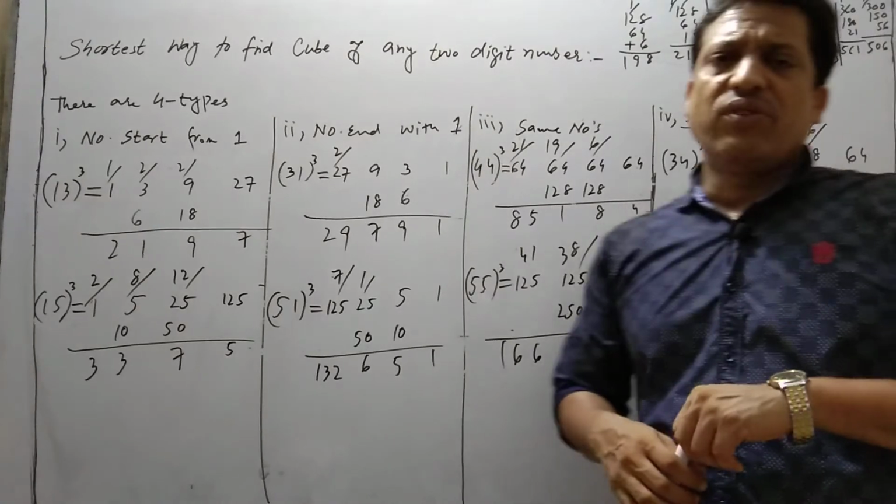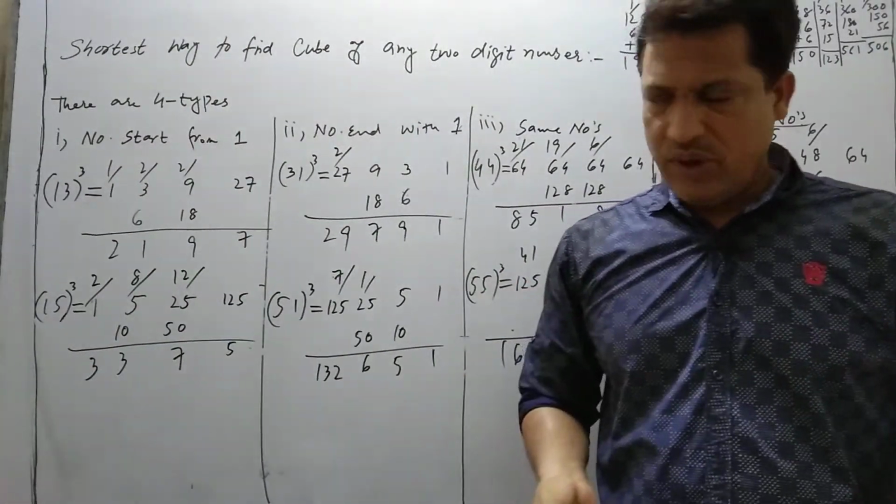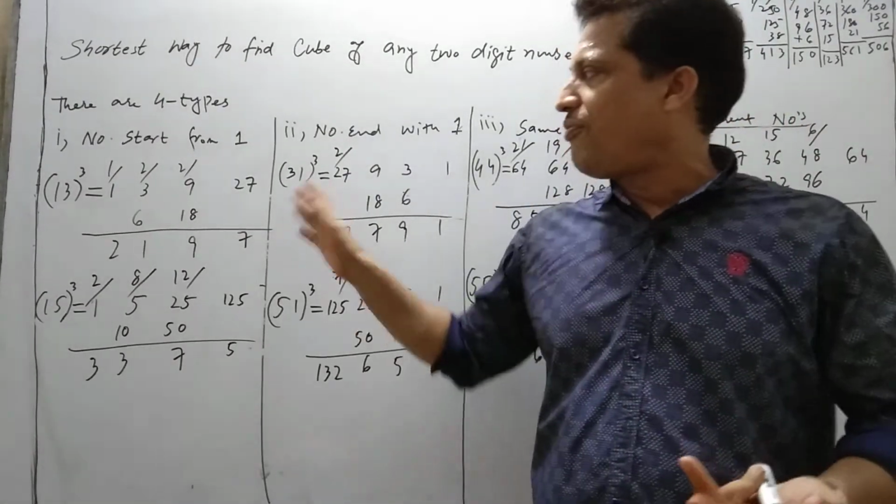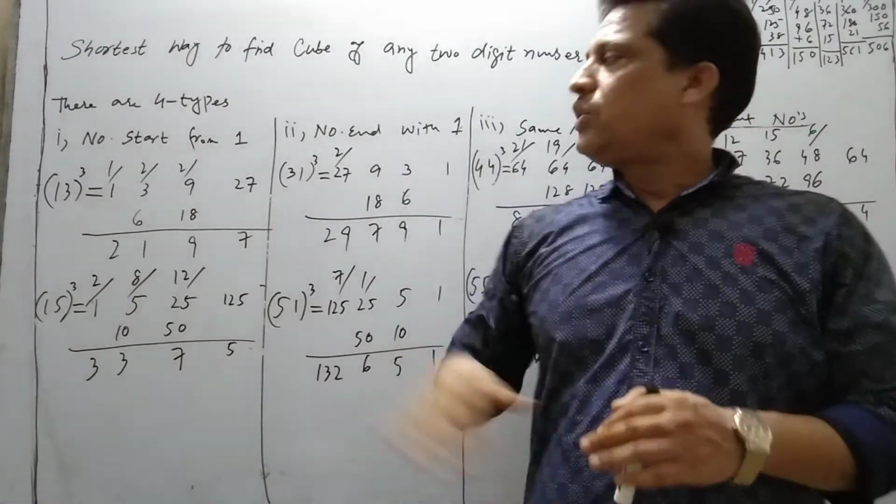So you have to practice more and more and more. Take many questions, create many questions from your mind, and then find the cube of those two-digit numbers.